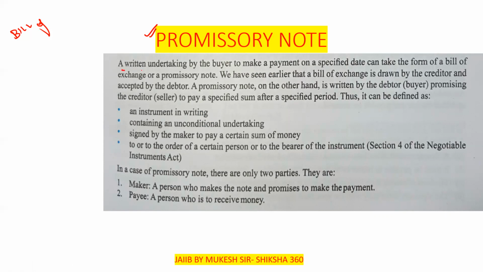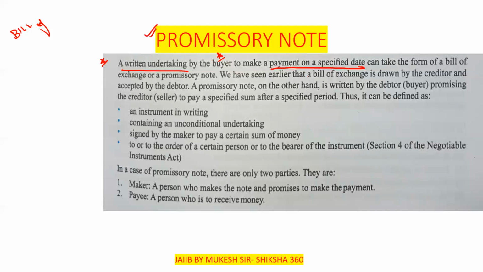So it is a written undertaking by the buyer to make a payment on a specified date. It can take the form of a bill of exchange or a promissory note. So what is a promissory note? It is a written undertaking by the buyer to make a payment on a specified date, and it can take the form of a bill of exchange or a promissory note.